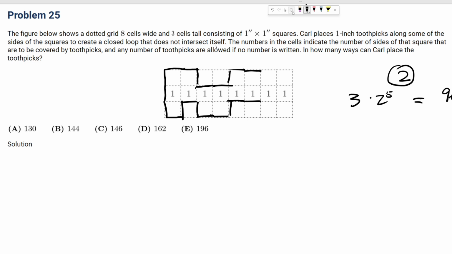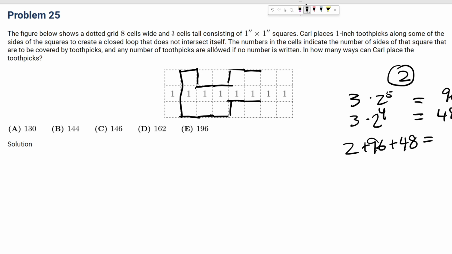Now we can do the same thing, except we set the left side to be inside by 1 like this. What you'll notice is that this is almost the same thing, except we have 1 fewer choice because we don't get to choose this one anymore. We only get to choose these 4 being up or down. So that's going to be 3 times 2 to the 4, which is 48. So now we add 2 plus 96 plus 48 equals 146, our final answer. And that concludes the test.